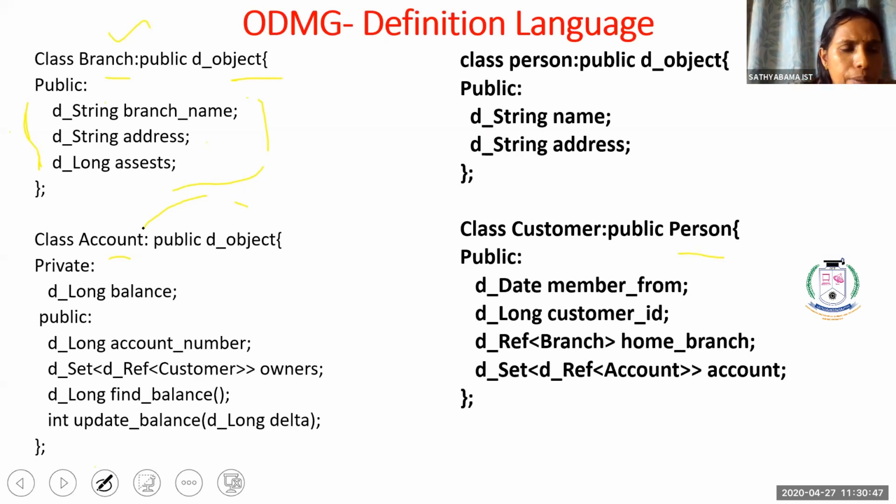Now here, this account class also has some private data members. Private data member in the sense that this particular private attribute can be used only within the class. No other function can access this data. Similarly, under public data members, we have some public members. Account number is one of the public data members. We also have some methods: find the balance and update the balance. These two are the methods present in your account.